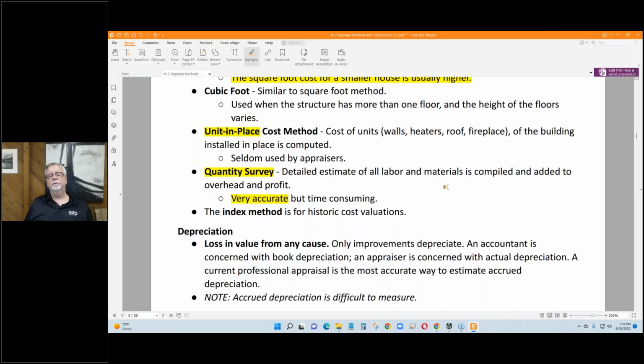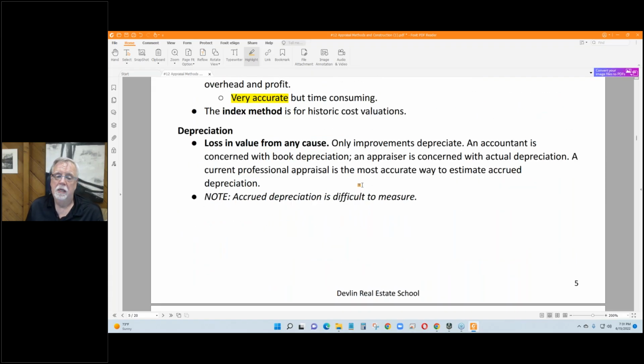The quantity surveys, we get the blueprints out. And we say, all right, here are the blueprints. What is it going to cost? How much lumber are we going to need? How many board feet of lumber? How many cubic yards of concrete? How many hours of labor? How many nails are we going to need? The quantity survey counts nails, very detailed. It is a detailed estimate, but nobody uses it.